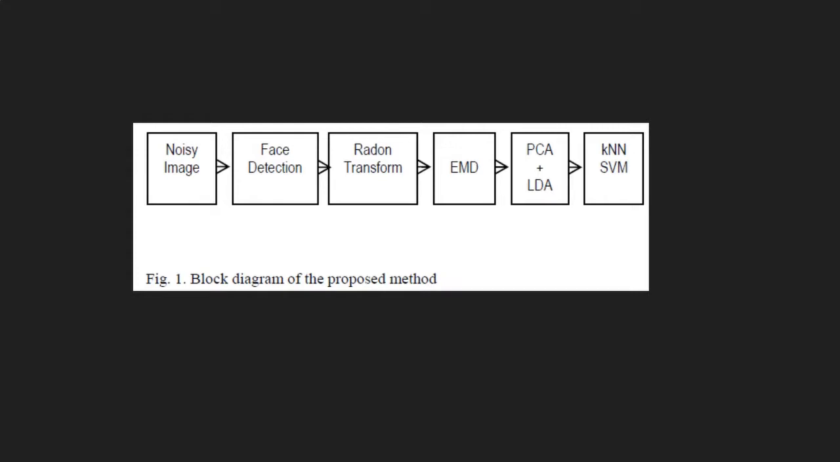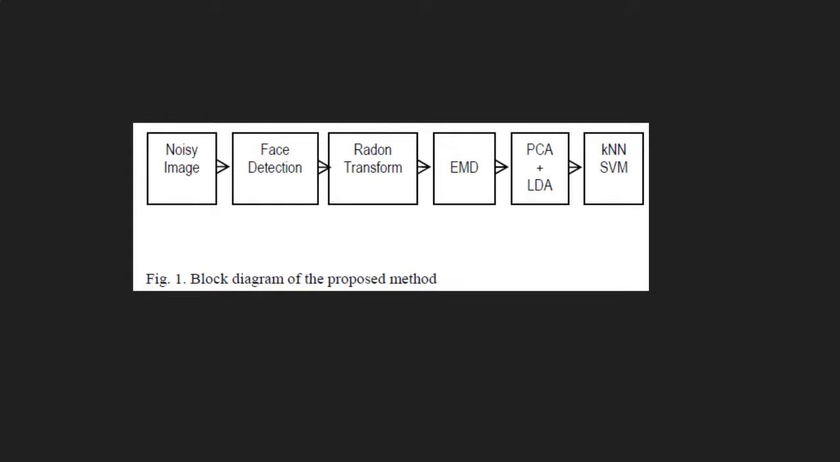Then we move on to Radon transform. Radon transform basically extracts the features of a 2D image, converts it into a 1D signal by keeping the important features in that particular signal. Now moving from Radon transform to EMD. This is where the important part happens. Empirical mode decomposition is used basically to break our particular signal into small components, and from those components reduce the noise as much as possible.